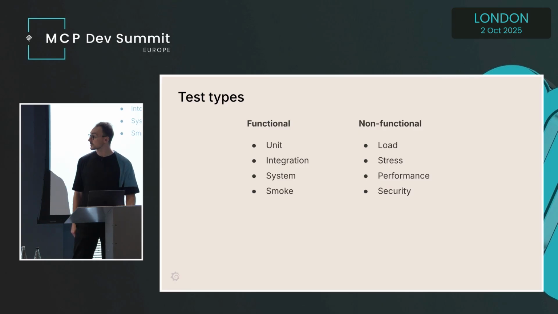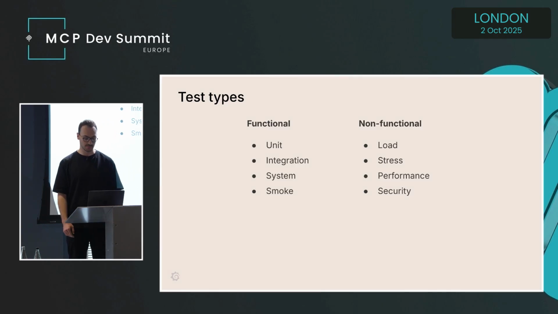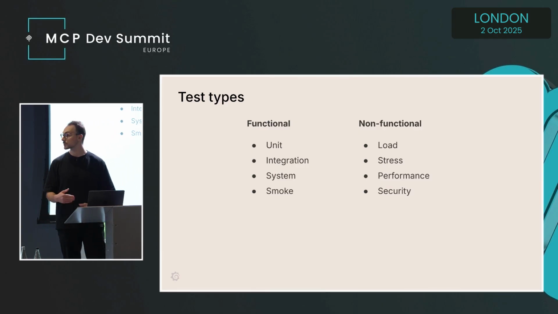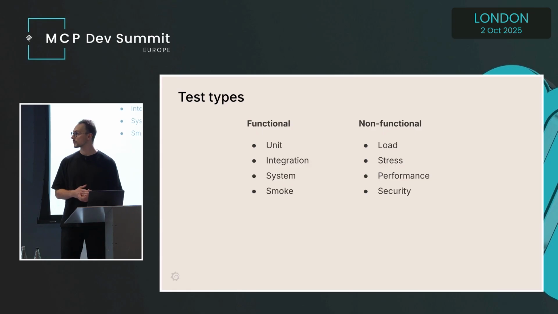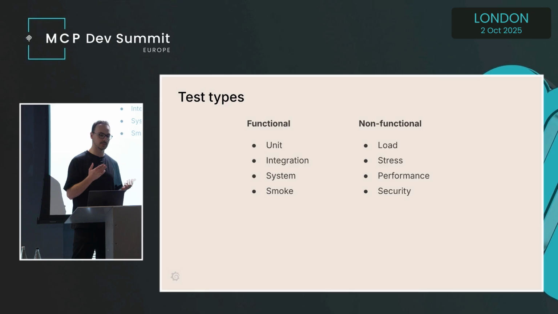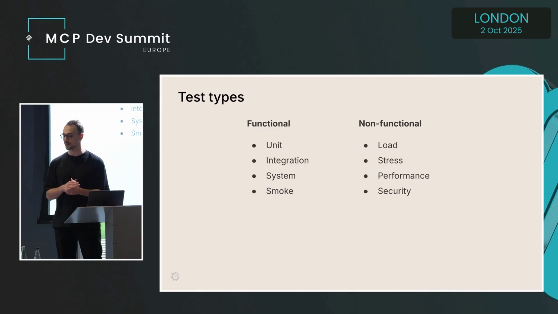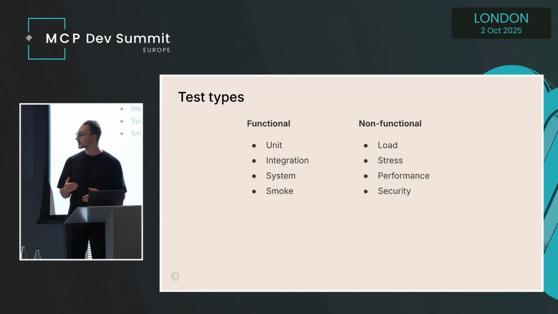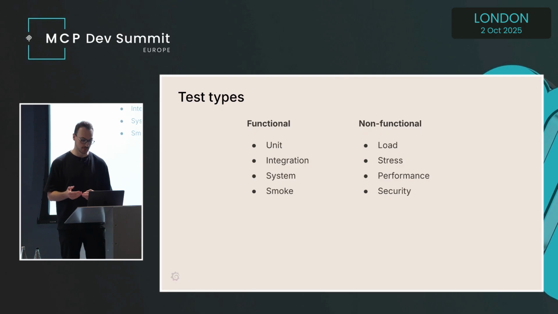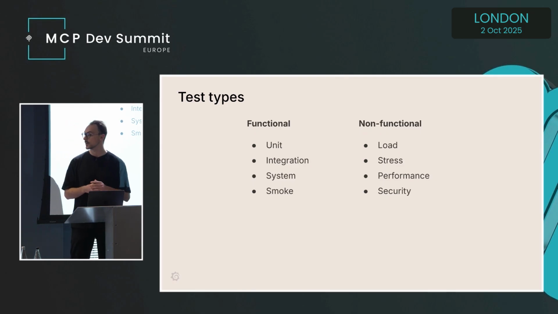So what are the testing types in general? They can be split into two groups corresponding to the software requirements. The first group is functional testing. Obviously, we test if the software performs its functions correctly, if it does the thing that it's supposed to do. For example, if the tool in the MCP server does what it's actually supposed to do, maybe send an email, for example. And obviously, this type of test can be done in different ways, which are unit, integration, system, smoke, and so on. I'm sure many of you know the other types.